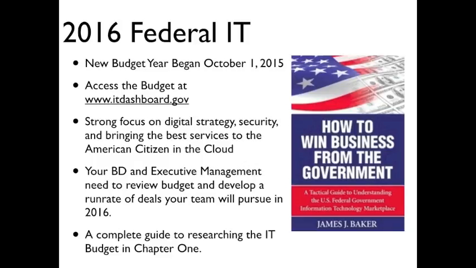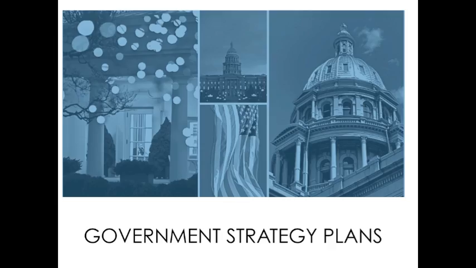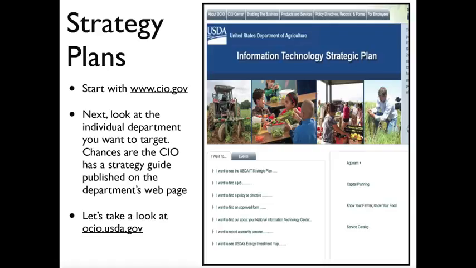What's important, if you're listening in, is that your business development and executive management team should have presented to the company where they're going to target for 2016, how they're going to do it, and what budget line item deals they're going to be going after. In my book, I provide an entire chapter on how you can research the budget. I go into great detail on the difference between DME and steady state funding and why that's important to the bottom line of your company. Let's continue.